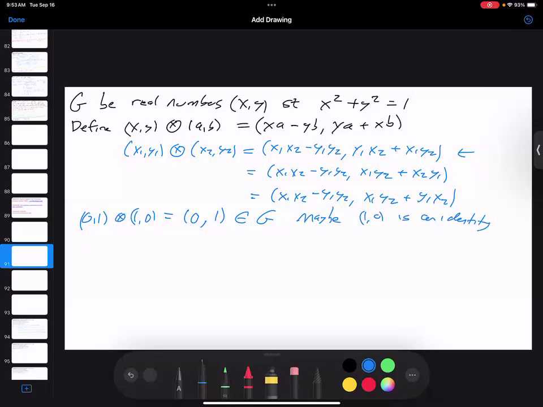Well, let's check. Let's take anything x, y that works and cross it with 1, 0. And then we would get x times 1 minus y times 0. That's just going to be x. And then we're going to get y times 1, which is y, plus x times 0, which is 0. Does that prove that 1, 0 is the identity?